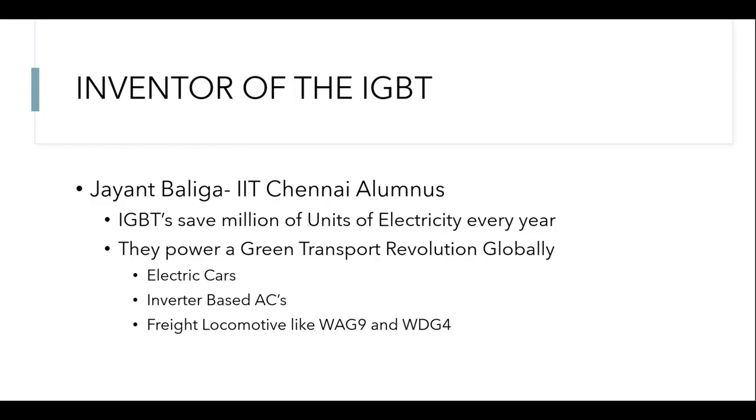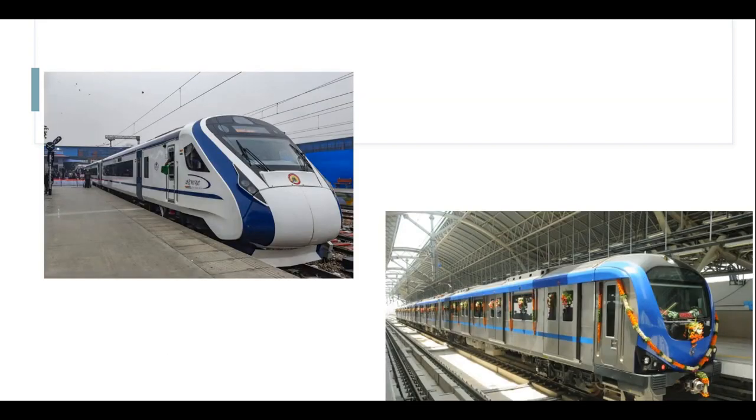And of course, I have forgotten one small thing in this list. There are train sets like Trainset 18 and metro coaches which run on this wonderful technology. They are highly energy efficient train sets and they also make mass rapid transit possible. So this is a photograph of Train 18 and a photograph of one of our metro coaches.